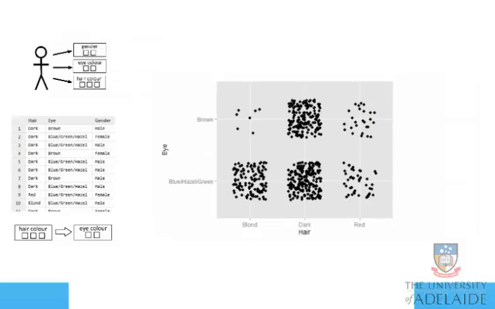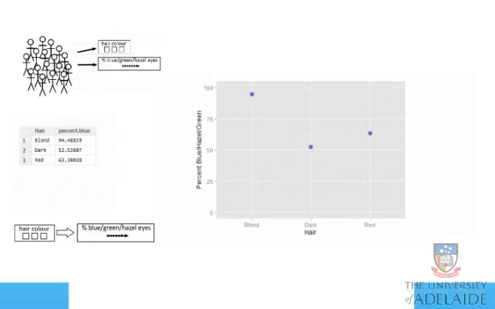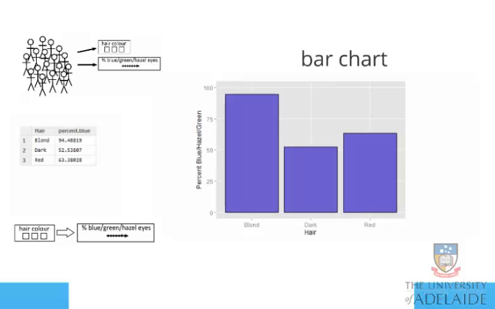We had a whole lot of dots here and we want to summarize how many dots are in the blue, hazel, green zone in each of these three groups. Well, normally to summarize how much data is in a particular zone, you draw a bar. And so this is a bar chart. It goes to the same heights as those dots we had before, and it's a representation of how much data was in the blue, green, hazel spot for each of those hair colours.